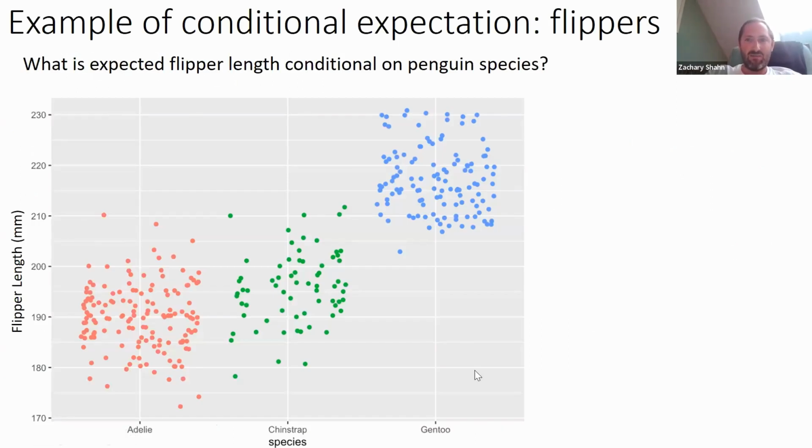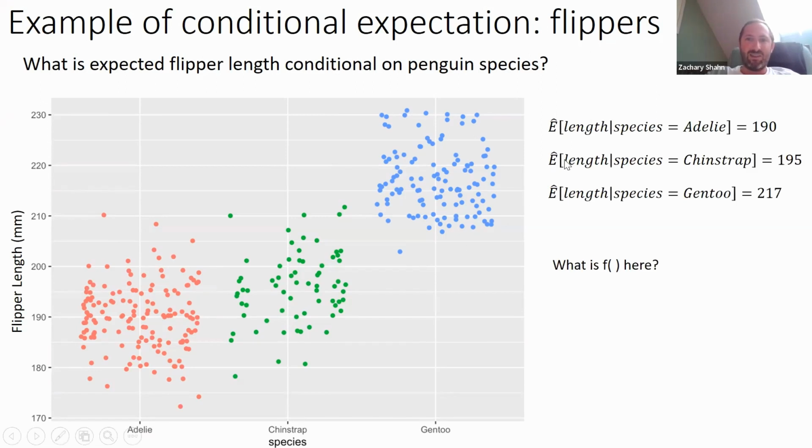Here's data on flippers, penguin flippers, for 3 species of penguins: Adelie, Chinstrap, and Gentoo. Each dot is a different penguin, and on the y-axis is their flipper length in millimeters, and you can see there's variation within each species, right? So what is the expected flipper length conditional on penguin species? So what would be a natural way to go about answering this question?